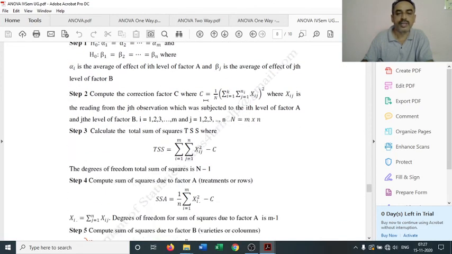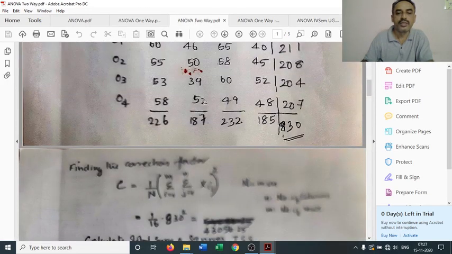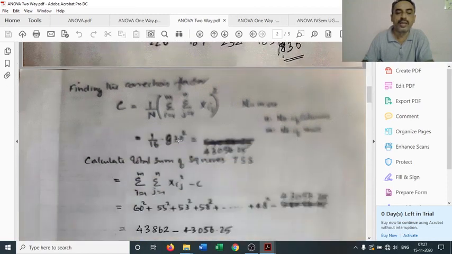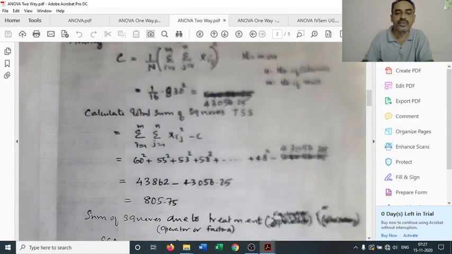Second step is the correction factor C. C equals 1 by n times the sum over i equals 1 to k, j equals 1 to n of x_ij, squared. So here we are finding all these things. We have the grand total 830, that is the row total or column total 830. We have found the row totals and column totals separately. So this is the correction factor, and we can see it as 805.75.